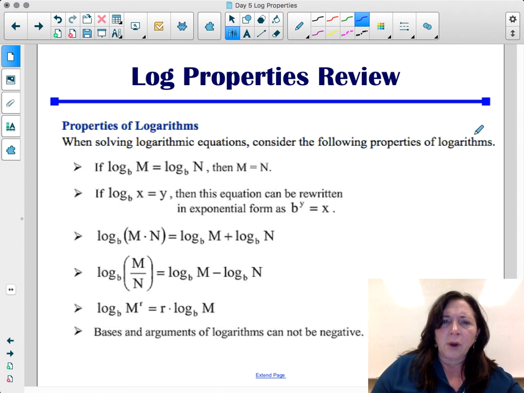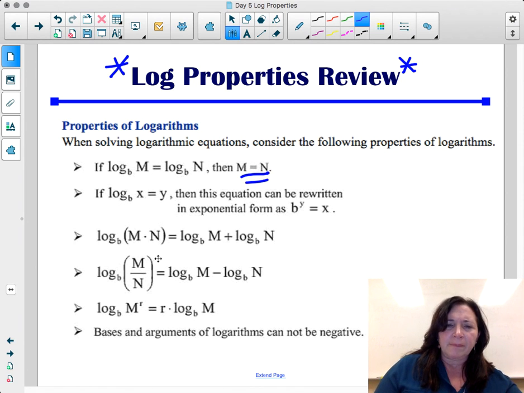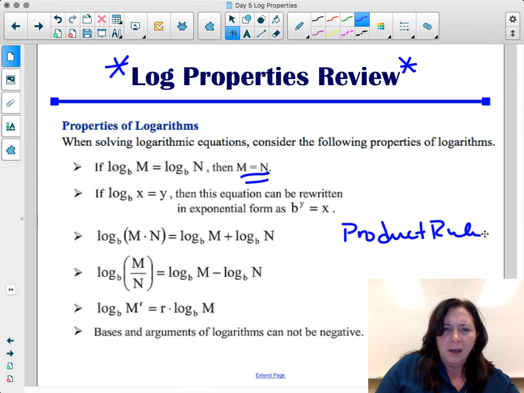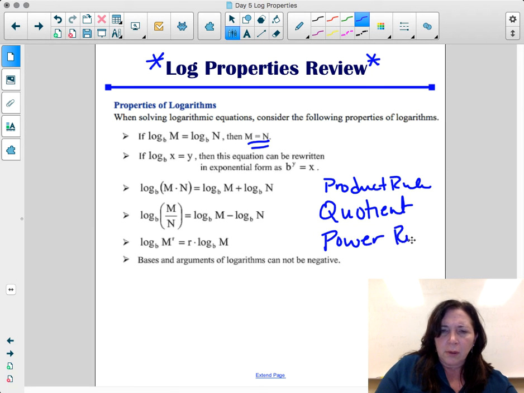So just to review, our log properties are the new stuff that we did today. If log base b of m is equal to log base b of n, then these two values have to be the same. Here are my properties. Here's the product rule right here. We did this. We then talked about and did some examples for the quotient rule. And we did some examples with the power rule.